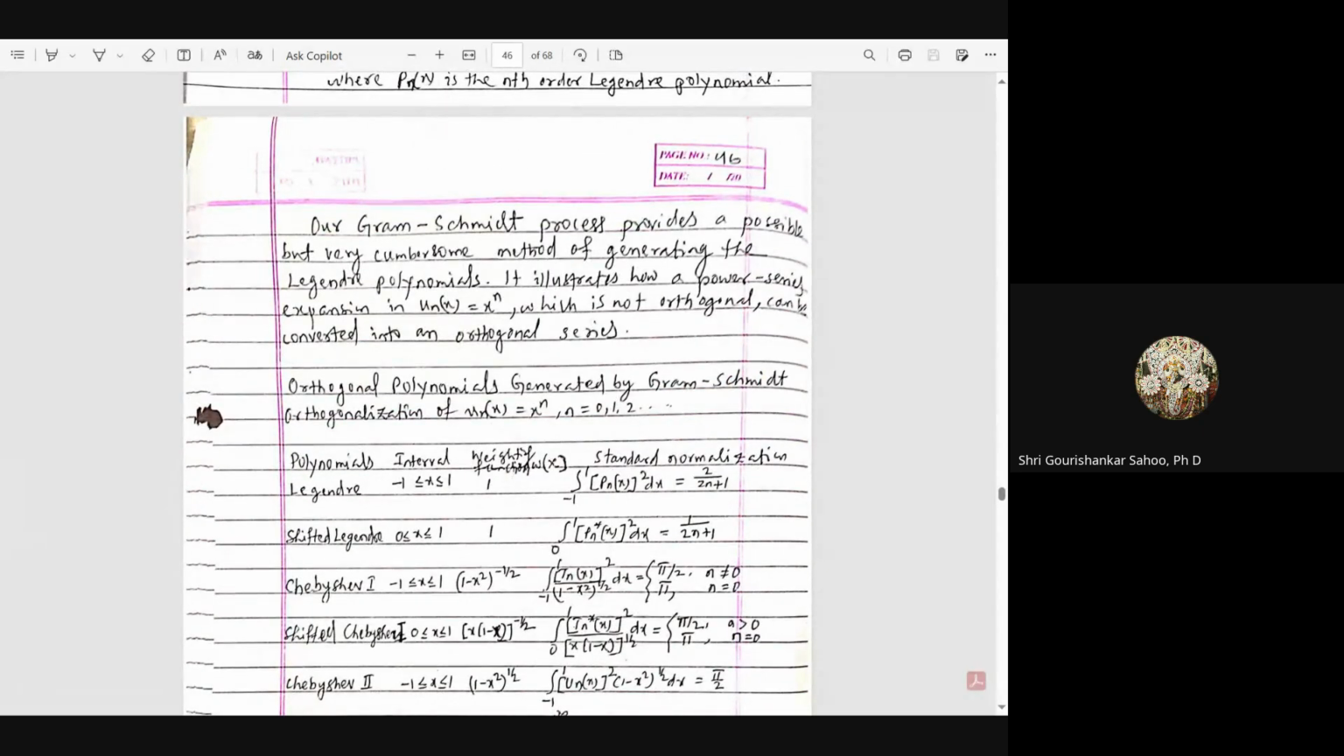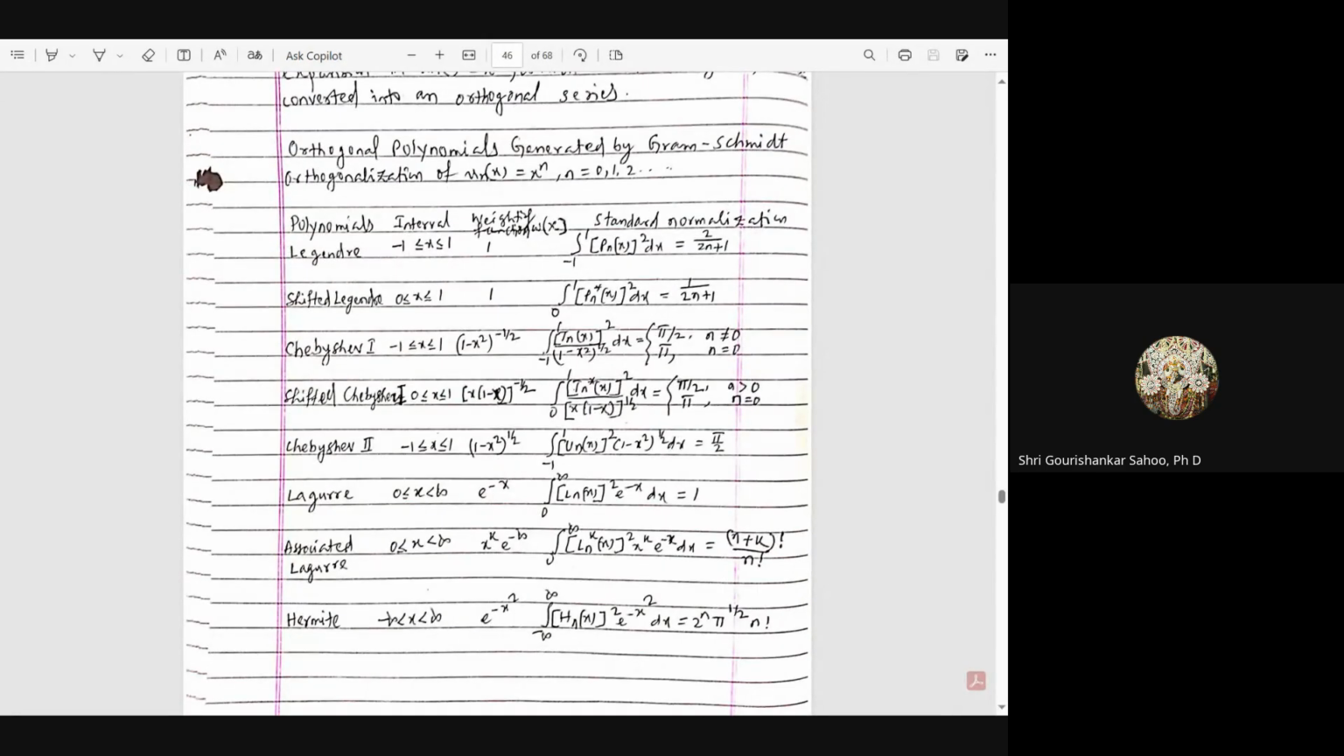So you can see the Gram-Schmidt process provides a possible but very cumbersome method of generating the Legendre polynomials. So a power series expansion in u_n equal to x to the power n, which is not orthogonal, can be converted into an orthogonal series. Here it is represented in a tabular form: Legendre, shifted Legendre, Chebyshev 1, shifted Chebyshev 1, Chebyshev 2, Laguerre, associated Laguerre and Hermite. And your interval, weighting function and standard normalization are written in a tabular form. Here you can see on the screen.